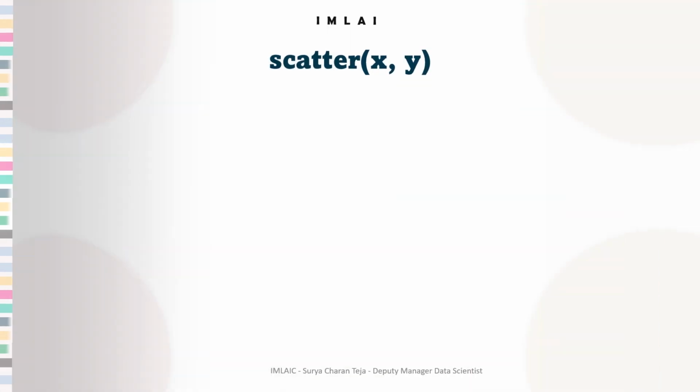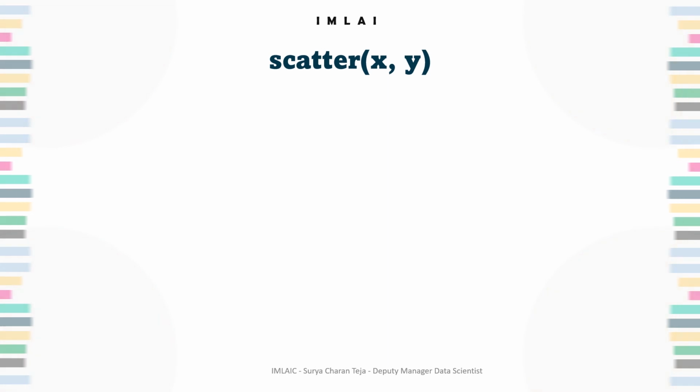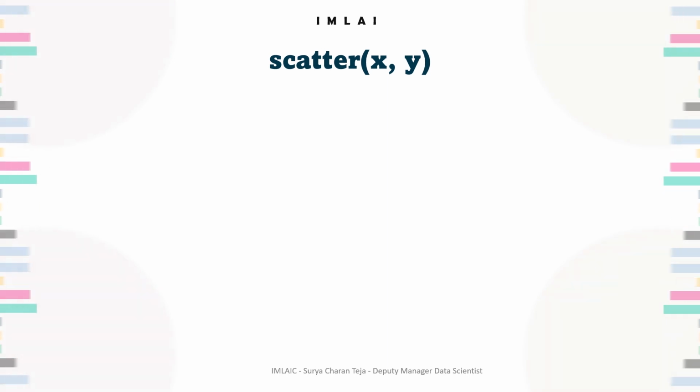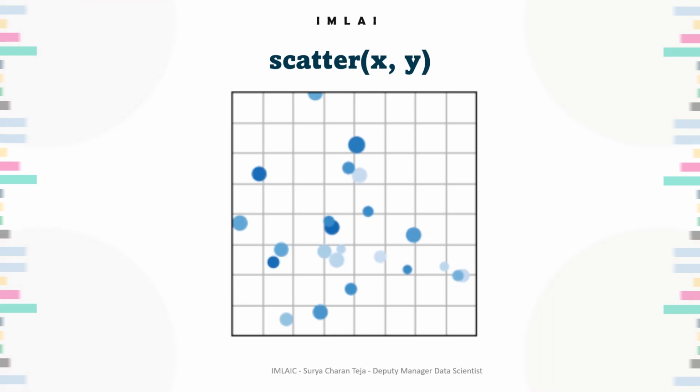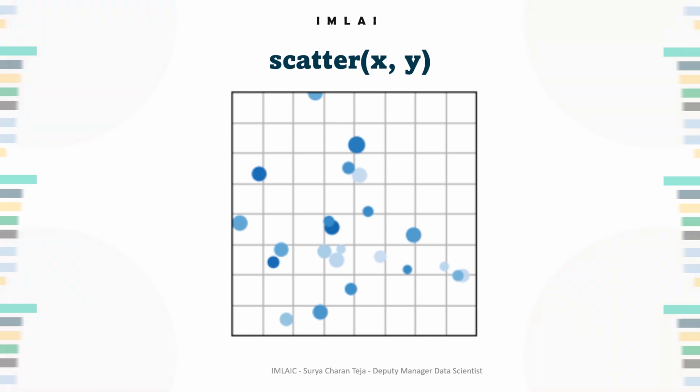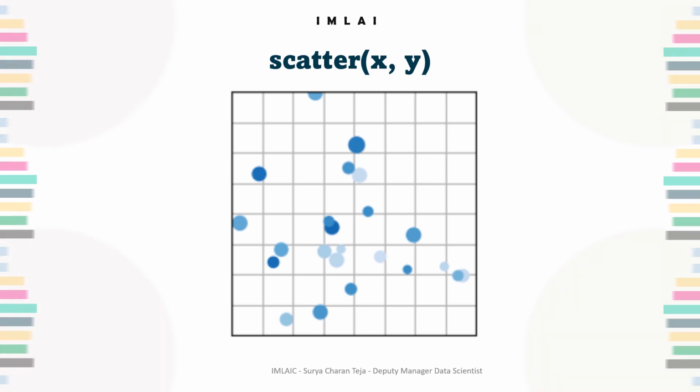The next plot which is in the pipeline is scatter or scatter plot. So what is a scatter plot? This is how it looks, a scatter plot. A scatter plot is also known as scatter chart, scatter graph. This graph or scatter chart uses dots to represent values for two different numeric variables.